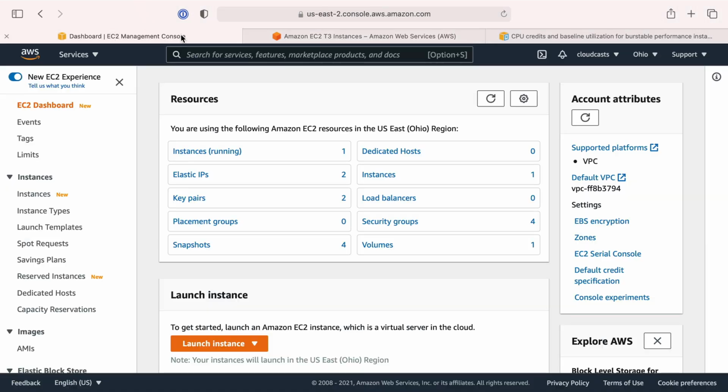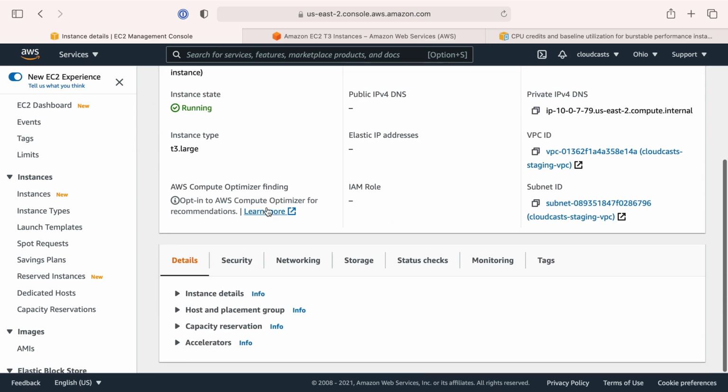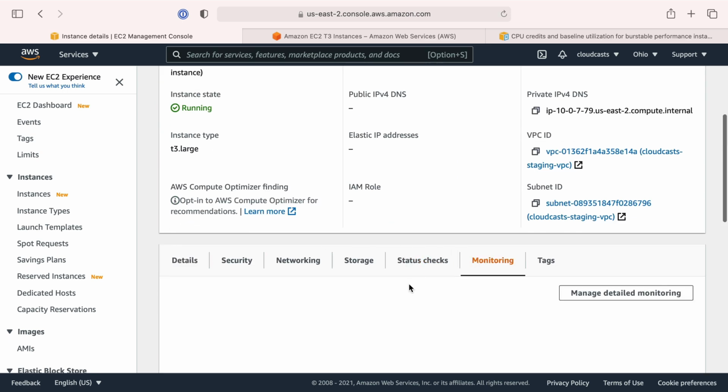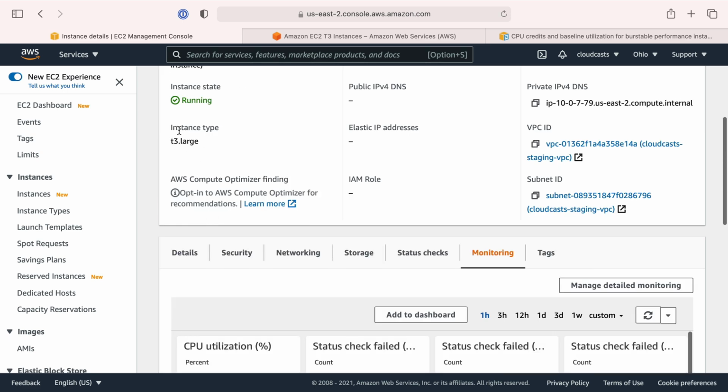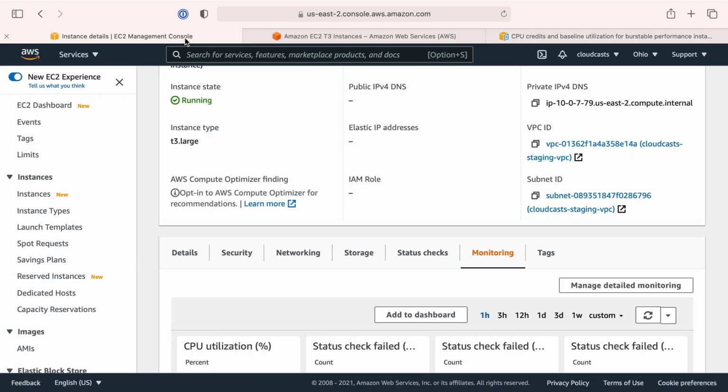Now to do that, you can actually go on into CloudWatch. So let's go ahead and see here. I'm going to go into this instance and see my monitoring here. And this is a T3 large instance. So if we go over here, T3.large has 36 credits per hour, maximum earned is 864, two CPUs, 30% baseline, which means when I start using the CPU over 30%, two CPUs in this case, I'll start eating away credits.